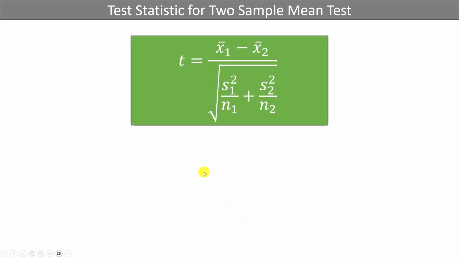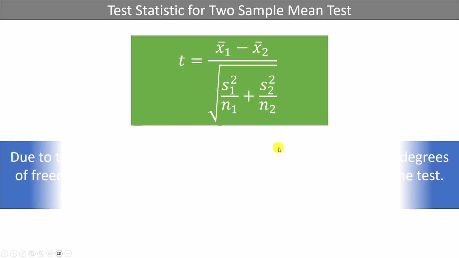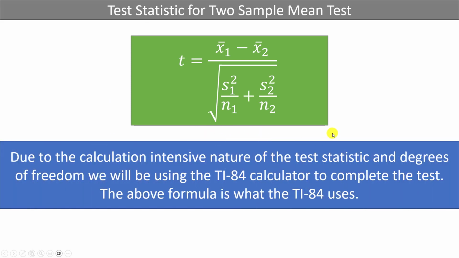If we were to do this hypothesis test by hand, we would end up having to find a test statistic using this formula here. And as you can see, the formula is a little bit complicated. So due to the calculation-intensive nature of the test statistic formula, and also the degrees of freedom, which have a not so straightforward formula, it's no longer just n-1, we're going to be using a TI-84 calculator function to help us complete this test. This above formula is what the TI-84 function is going to do. So basically what you will do is provide the calculator with your two sample means, your two sample standard deviations, your two sample sizes, and it will calculate this for you.